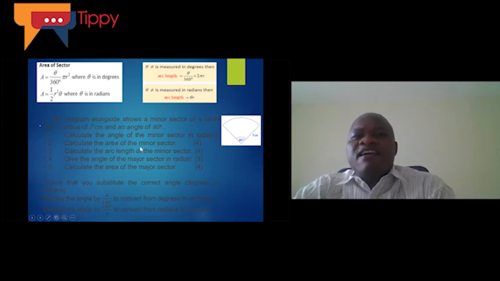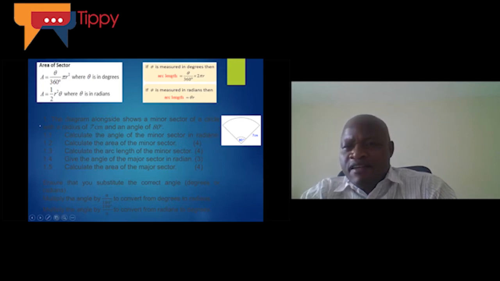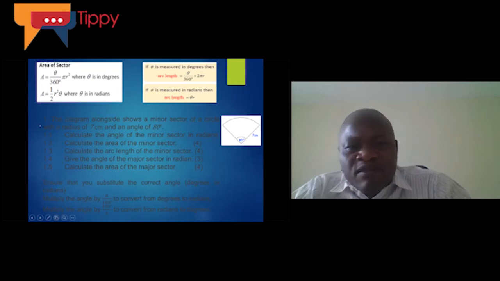To find the area of the minor sector, this is the minor sector because if we can complete this circle, the remaining piece there will be the major one. We've got the major, we also have the minor. So in our case, we're looking for the area of the minor sector, not segment.